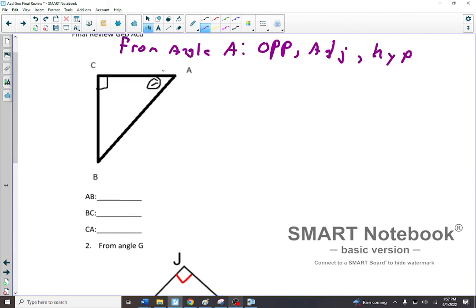So we're standing at angle A. So AB, which is this side over here, that's across the right angle. So that's automatically the hypotenuse. Now BC over here, that's across from the theta. So it's opposite.